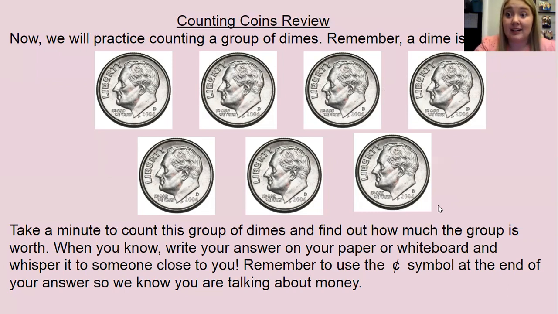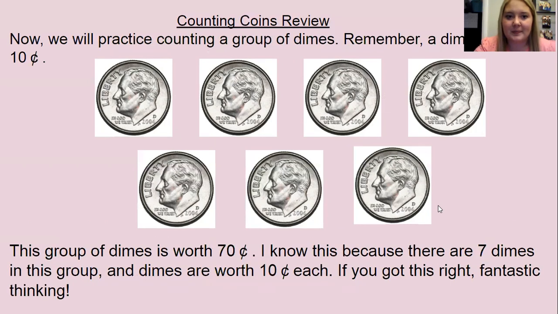All right, are we ready to see how much these dimes are worth? All right, count the dimes with me. You're going to count by tens, okay? I want to hear you count with me, all right? Let's count. 10, 20, 30, 40, 50, 60, 70. This group of dimes is worth 70 cents. I know this because there are 7 dimes in the group, and dimes are worth 10 cents each.